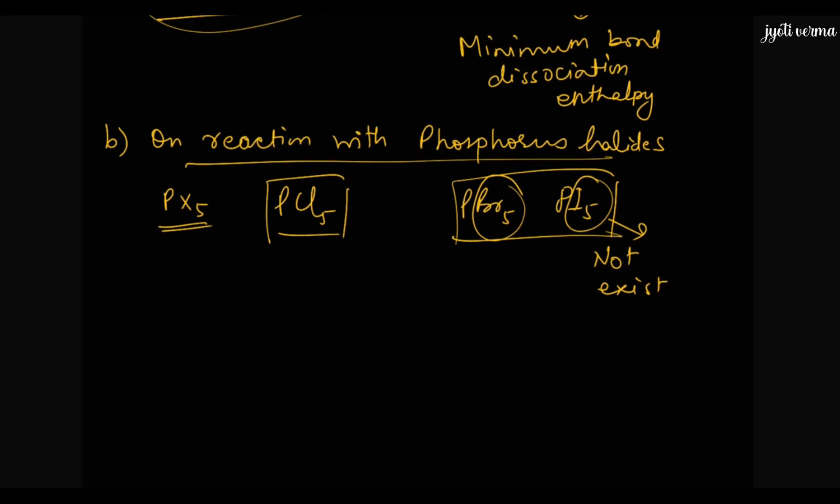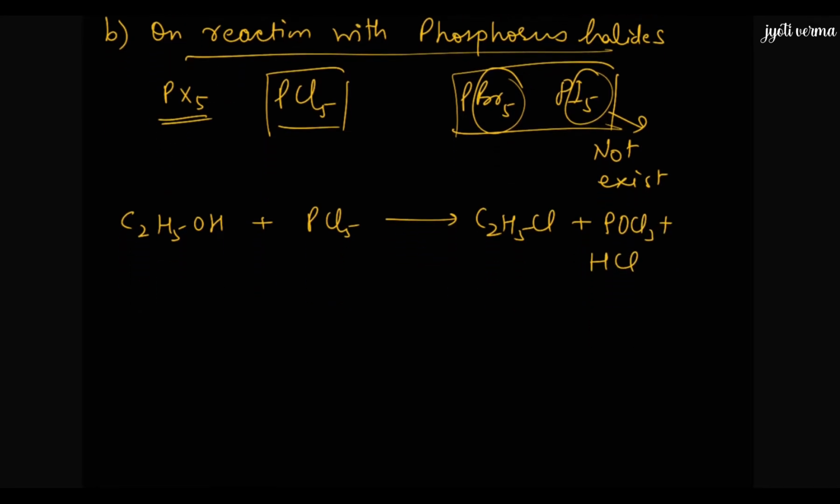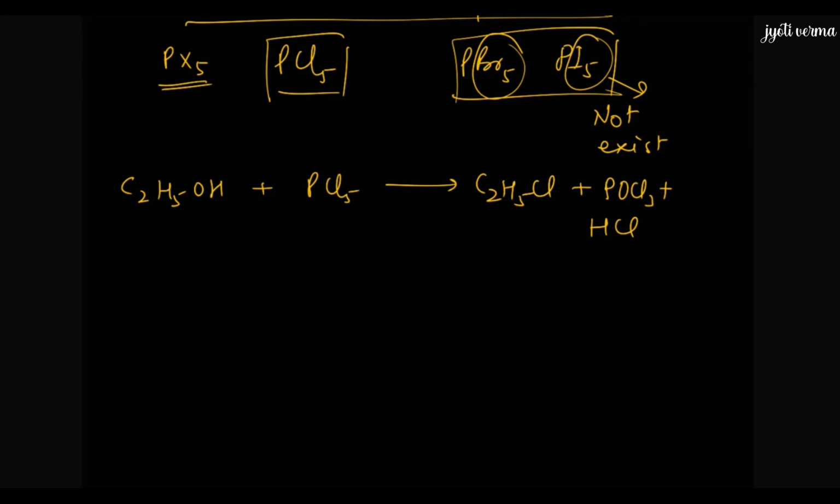So only PCl5 we will talk about. PF5 we are also not discussing. Why? Because PF5, again because of the small size of fluorine, will not be so reactive. So let's do the reaction of alcohol. Say it is C2H5OH. If we do its reaction with PCl5, we will get C2H5Cl plus POCl3 plus HCl. So that is how we can prepare the chloroalkane on reaction of an alcohol with PCl5.